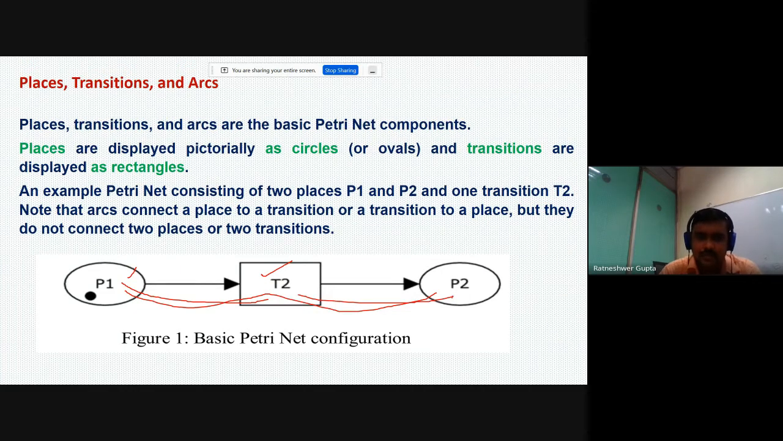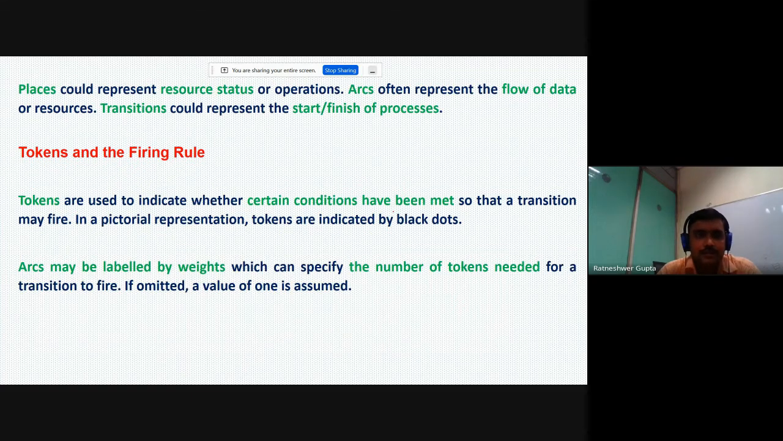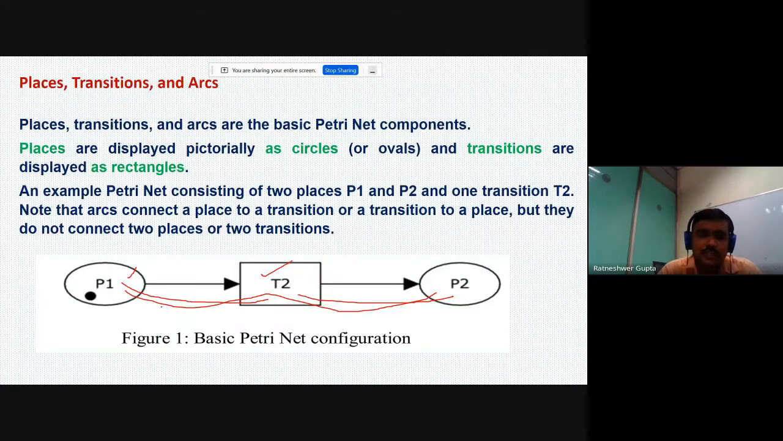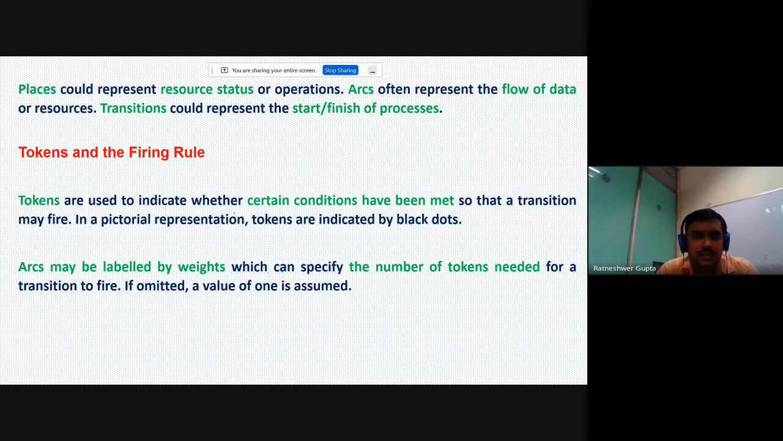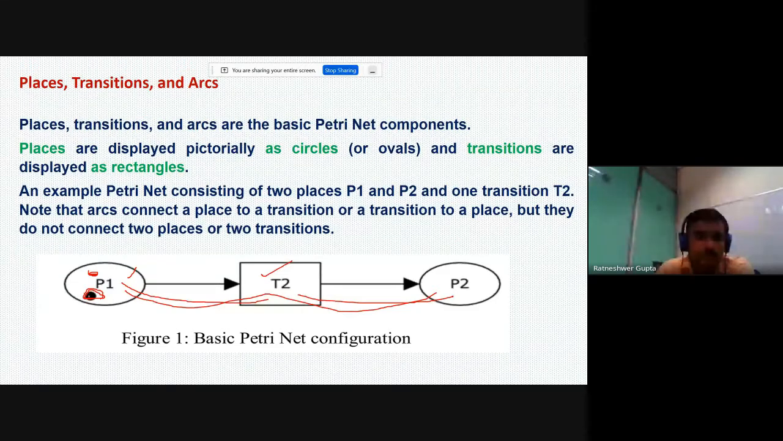Now we require tokens. The black dot you are seeing represents the number of resources. One black dot means the number of resources is one; two black dots means the number of resources is two. These tokens are used to indicate whether certain conditions have been met so that a transition may fire. In pictorial representation, tokens are indicated by black dots, which are conditions applied on the resources.